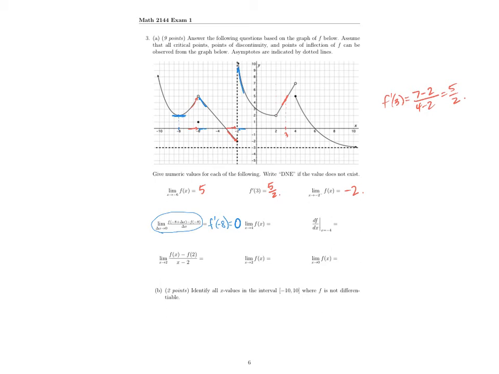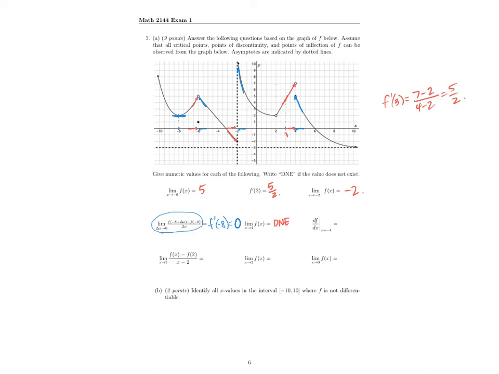So if I look over here at 4, if I go in from the right side of 4, my function value is approaching 5. But if I come in from the left side of 4, my function value is approaching 7. So my left and right hand limits are not equal to one another. So this one is a D and E. My left and right hand limits are not equal.